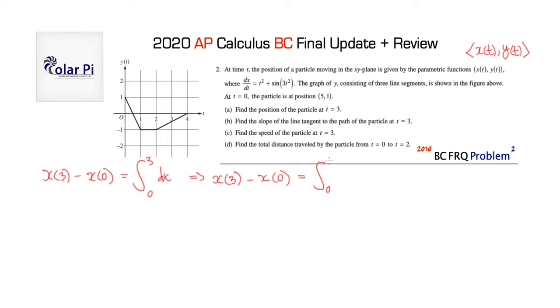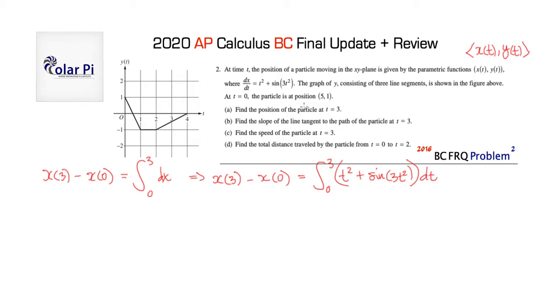The integral from 0 to 3, and then dx is going to be t squared plus sine of 3t squared dt. So t squared plus sine of 3t squared, and then dt. Okay, cool. Now you'll need a calculator to figure out what this integral is.